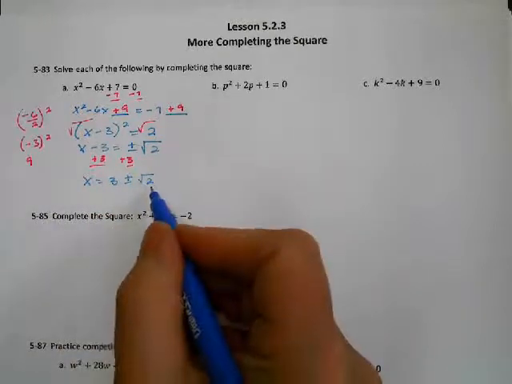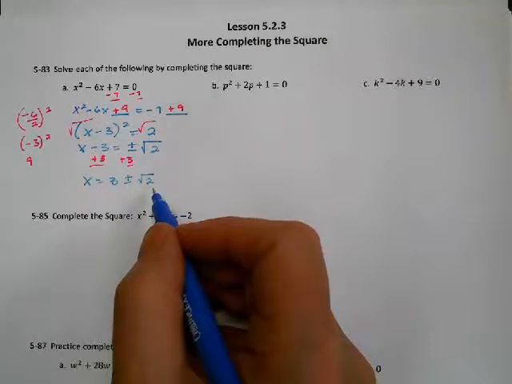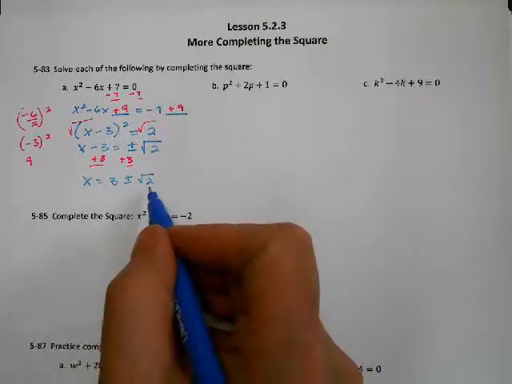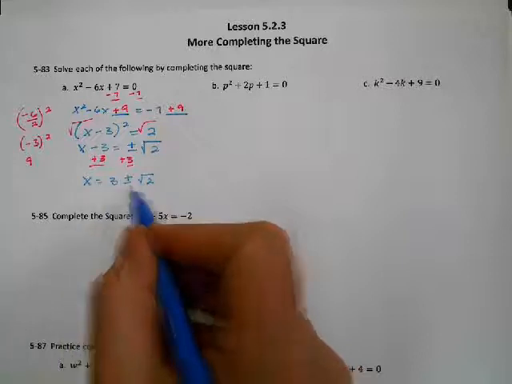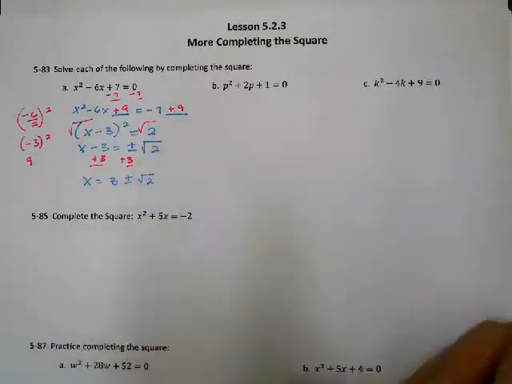Square root of 2 is something like, I don't know, 2.3-ish or 2.4-ish. So this just means 3 plus that, like 2.3, and then 3 minus that. So there's 2 answers there.